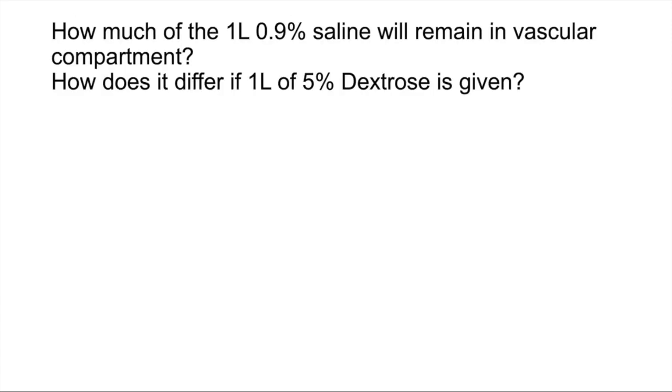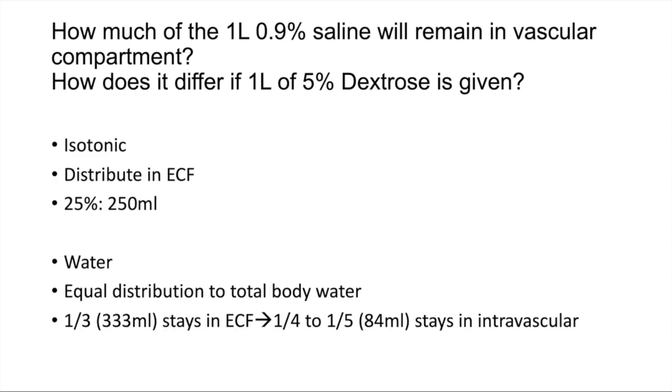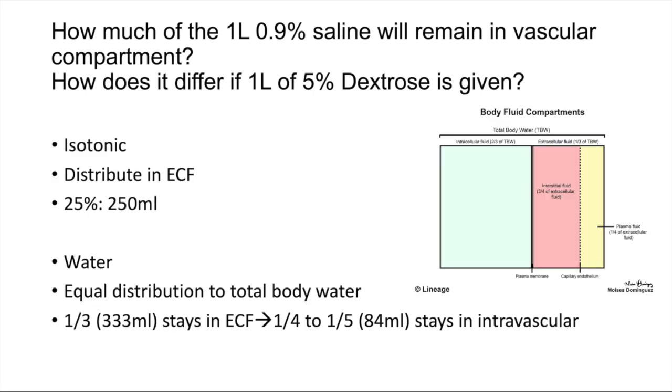So, next question. How much of the 1 liter of normal saline will remain in the vascular compartment? And how does it differ if 1 liter of 5% dextrose is given? The normal saline is isotonic. It tends to distribute within the extracellular compartment. The intravascular compartment makes up 1/4 of the extracellular fluid. Therefore, roughly 200 ml stays in the vessels.